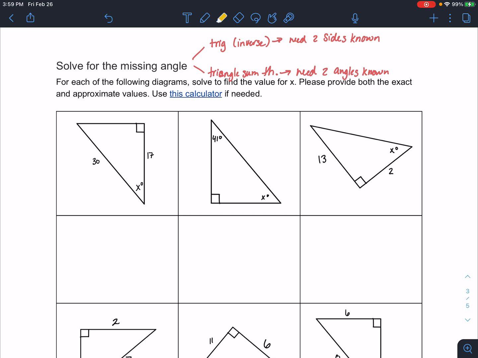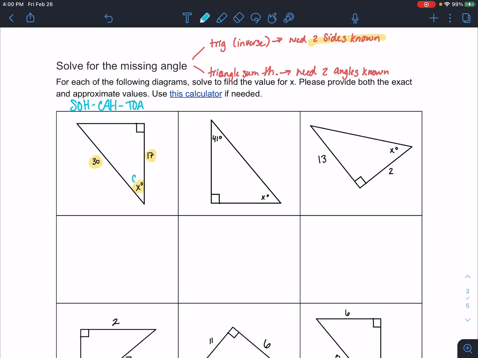In this first problem, I'm solving for that missing angle x. What is given to me is side length 30, side length 17. That is two sides that are known, so I'm going to be using trig for this first one. So let's write out SOHCAHTOA, and decide which trig function I should use.